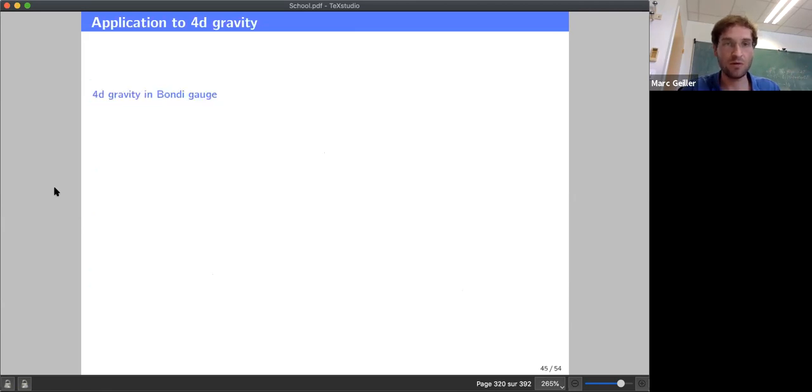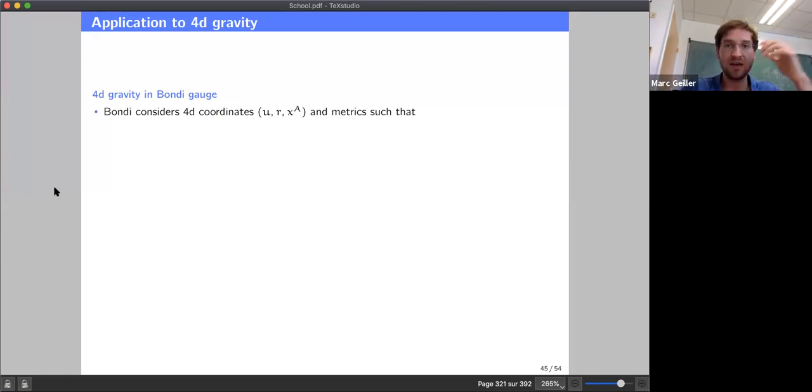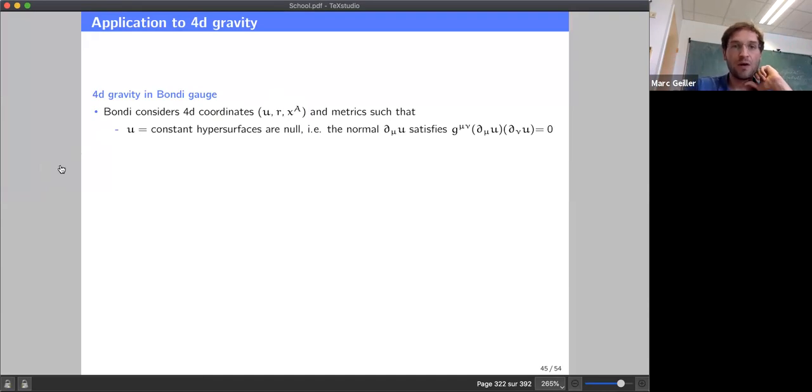Okay, so maybe we can go ahead with this. To understand this, we want to again describe gravity, but now 4-dimensional gravity in the so-called Bondi gauge. This is how the Bondi gauge was introduced in a series of papers, which I invite you to look at. So basically Bondi considers coordinates and a family of metrics. So again, coordinates, suggestively, I call them u, r and now 2 angular coordinates, x^A. So we consider coordinates and metrics such that the hypersurfaces at u equals constant are null.